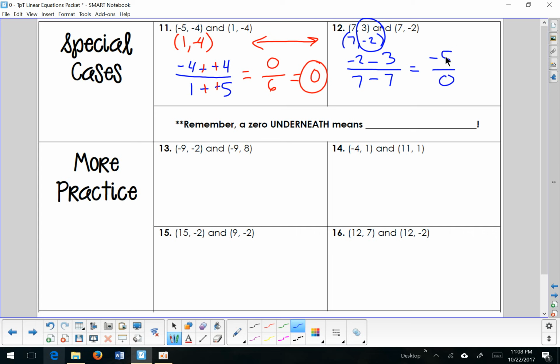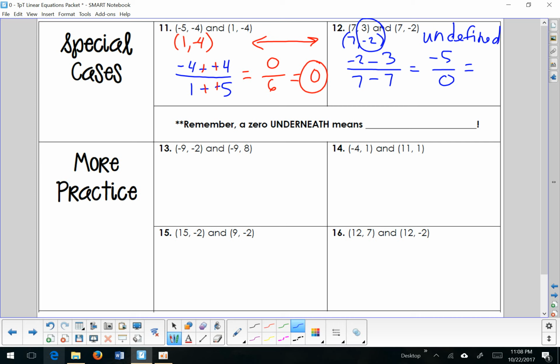Now if I have 5 items, or negative 5 items, there's no sort of math I can do that's going to split that into nothing for each group. So dividing by 0 is not possible. If you did it on your calculator, it would say error. So you need to write the word undefined.